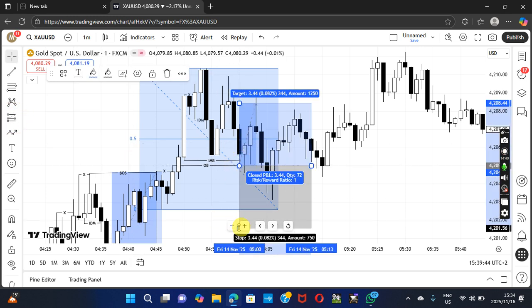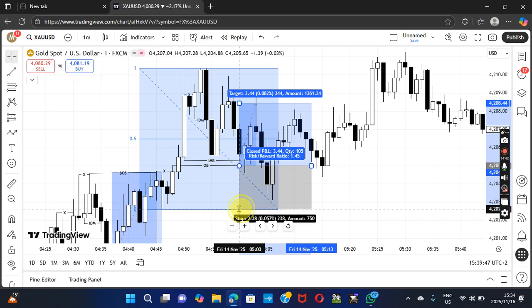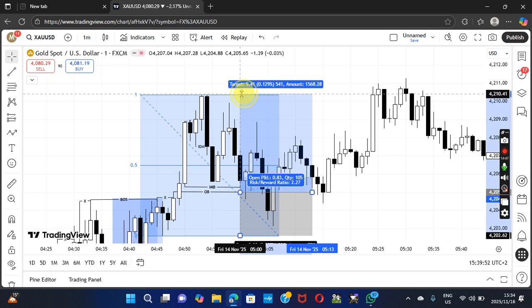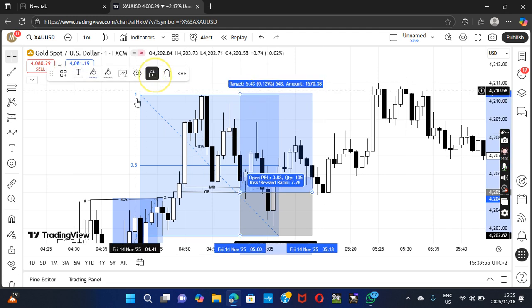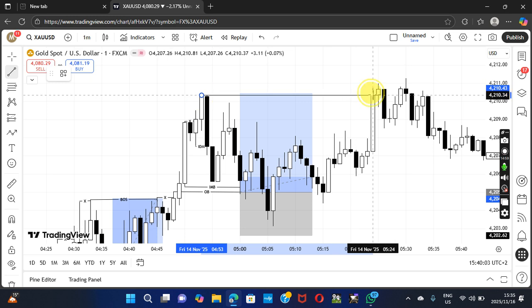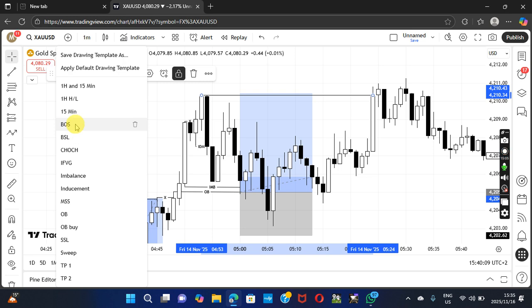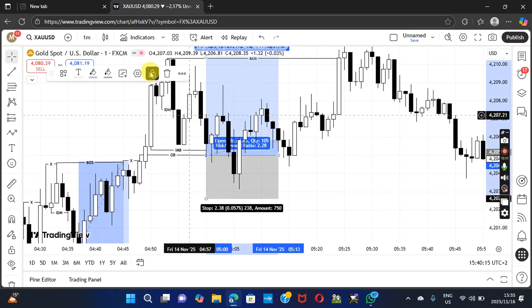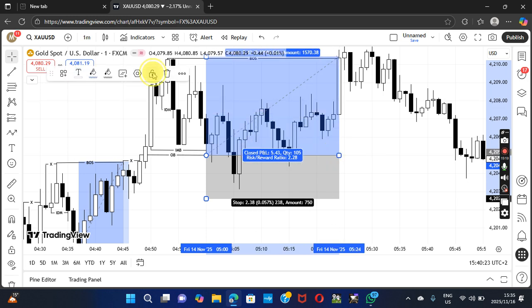And then we get our entry, putting our stop loss on the low, and then we take the higher high as our TP. And then now we have another break of structure. I have another break of structure. Surprisingly enough, the trade went all the way to our TP.